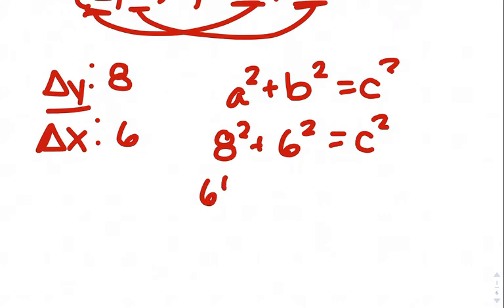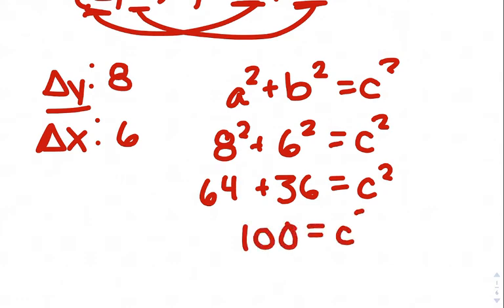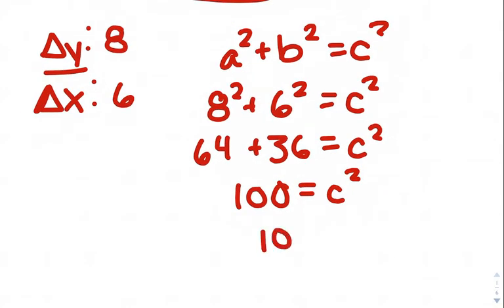8 times 8 is 64. 6 times 6 is 36. 64 plus 36 is 100. Square root of 100 is 10. Remember what you did, you just found your radius of this circle.